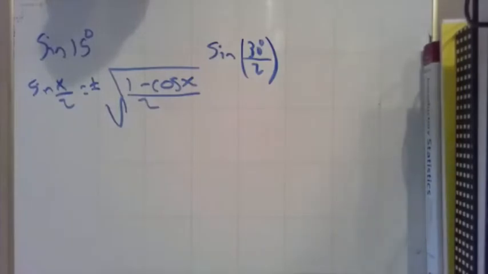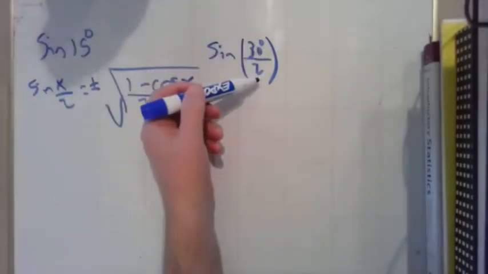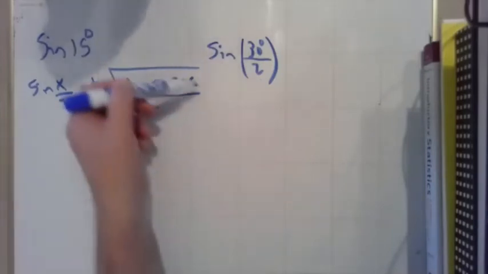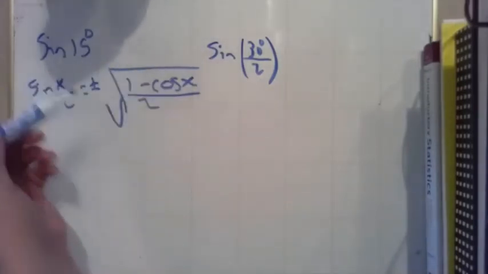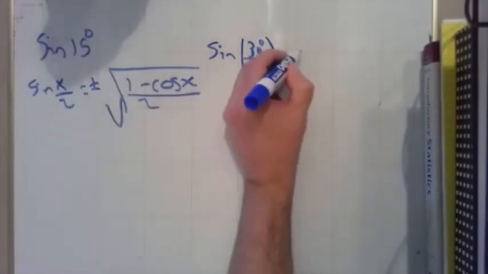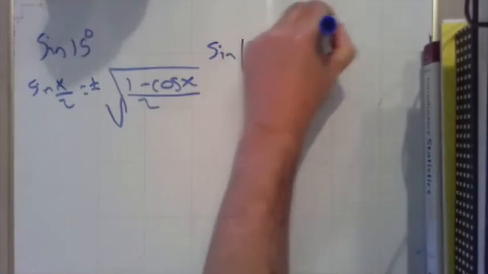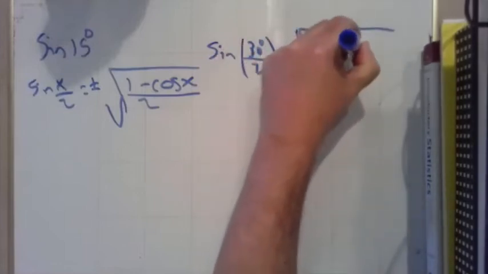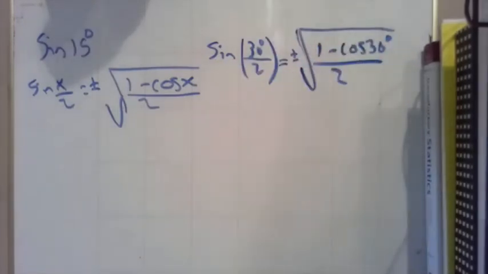So in order to use a half angle formula, I have to double my angle. I doubled 15 to get 30 so that I could write 30 over 2. So in the formula here, x is being played by 30. So sine of 30 over 2 would be, we'll figure out that plus or minus in a minute, the square root of 1 minus cosine of 30 over 2.